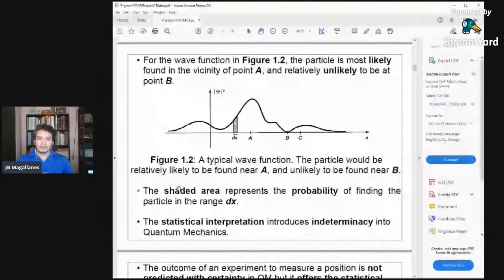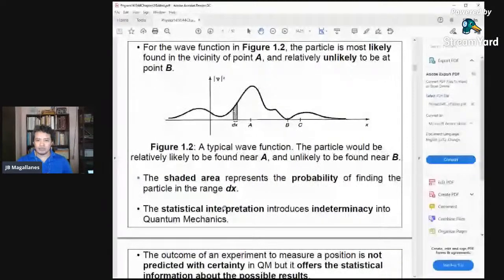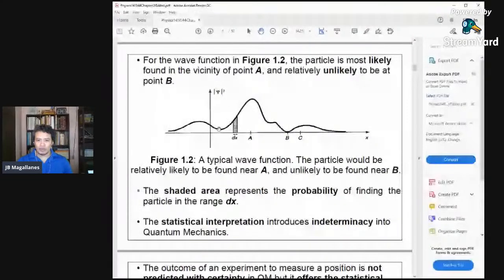So that's a wave function. This is an example of a wave function. So again, in this example, the particle is likely to be found in A, because it has a high probability, because psi square is proportional to the probability, and it's unlikely to be found here at B.